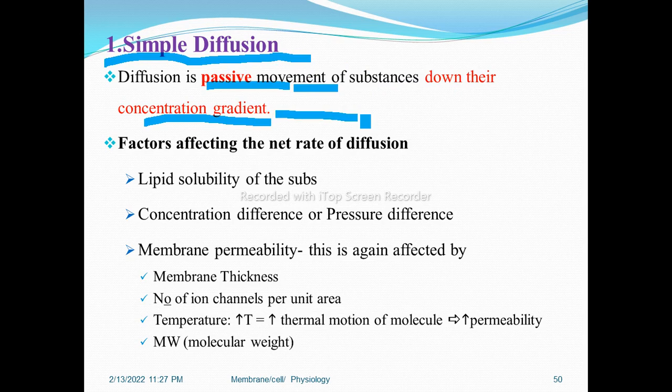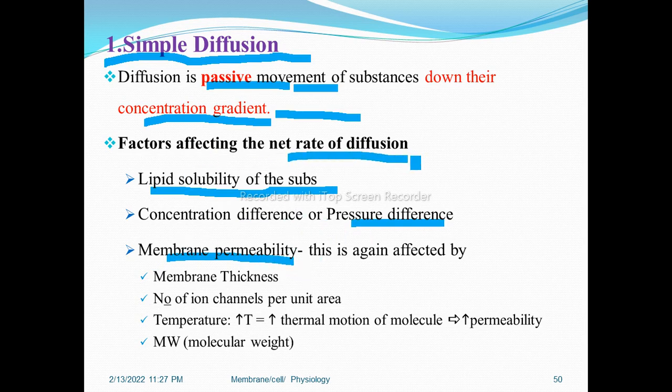Factors affecting the net rate of diffusion are the electrical potential difference of ions, the lipid solubility of substances, concentration difference or pressure difference, and membrane permeability. The rate of diffusion is affected by lipid solubility, concentration difference or pressure difference, and membrane permeability.